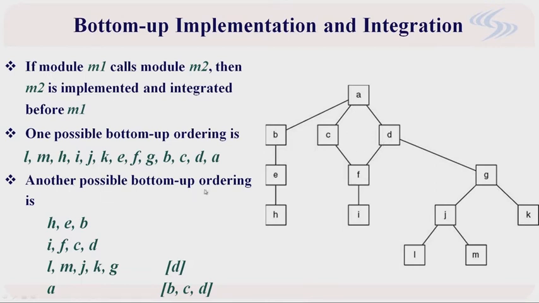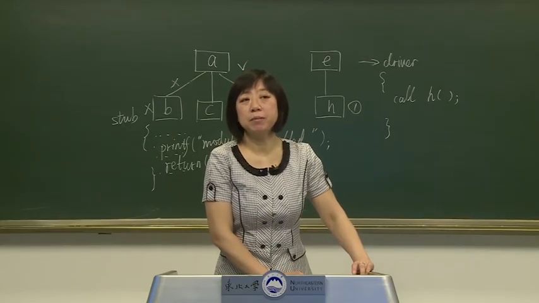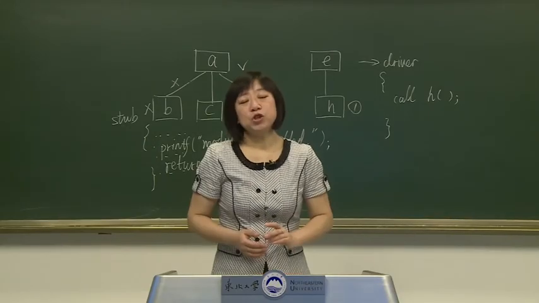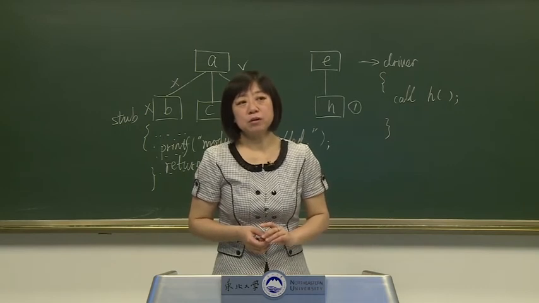Another possible bottom-up ordering is branch by branch. Let's say H, E, B, I, F, C, D, and L, M, J, K, G, and then D. So now B, C, and D are ready, and then module A at last. So it is called bottom-up implementation and integration. Surely it has some advantages.